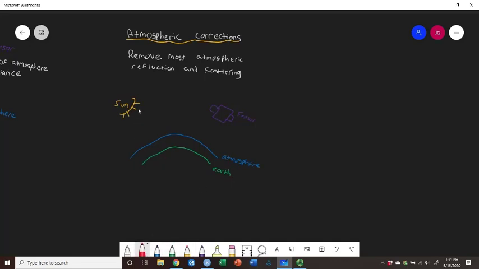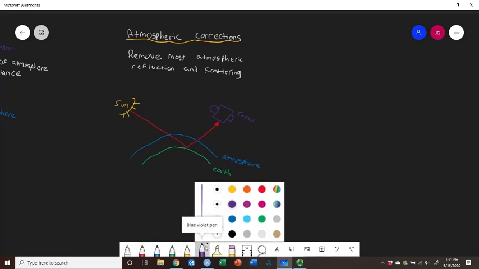Right. And so we have electromagnetic radiation, same as before. But with the atmospheric corrections, we don't have the reflection coming off of the atmosphere anymore. Right? We've canceled that out through atmospheric corrections. So the only thing that we're getting is that. So just to sort of highlight what we're talking about here, let me grab a completely different color.